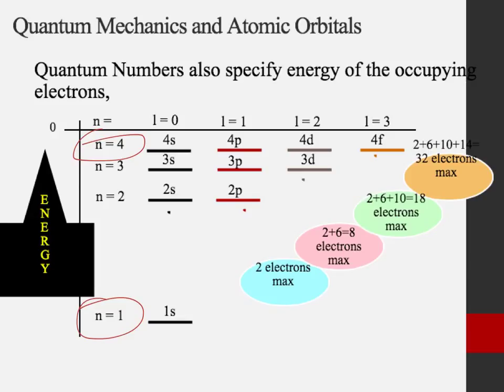And when we get to the fourth principal energy level, we have the s, the p, the d, and the f, again with 2 in the s, 6 in the p, for a total of 8 in the second. And then in the third level, we have your D, which has 10, and then in your F, another 14, so a total of 32.